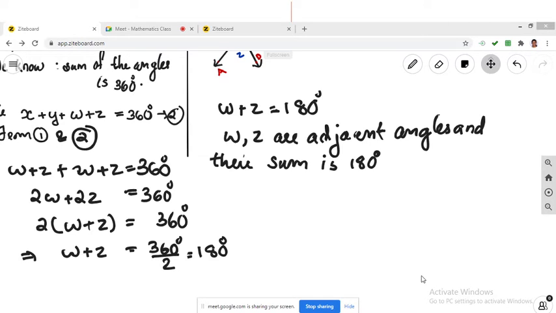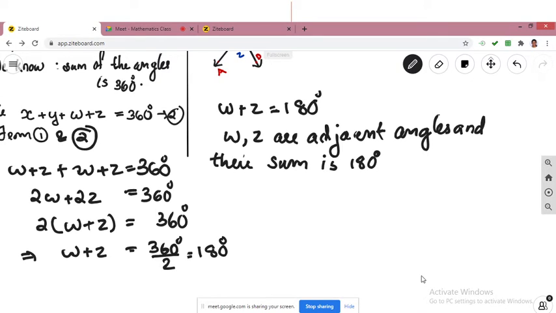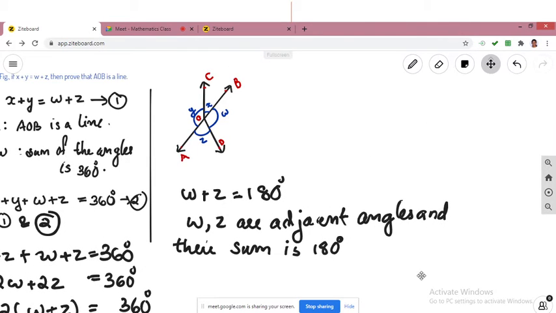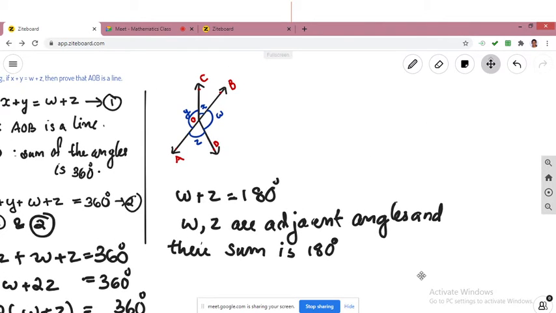Okay. Now tell me, we have two adjacent angles and their sum is 180 degrees. We need to prove that AOB is a line. What should you do now? See, we have these two angles w and z. They are adjacent and their sum is 180 degrees.